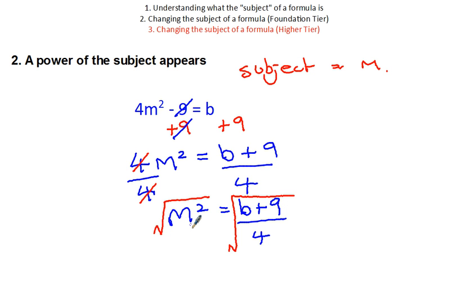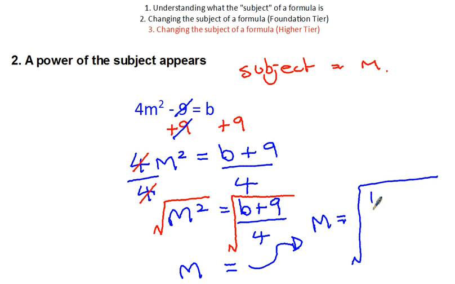So obviously we know that the square root of something that's been squared is just itself. And then I'm just going to write this out again. Actually, I'm going to write it out over here. So m is equal to the square root of b plus 9, divided by 4. And that's the final bit you need to know.